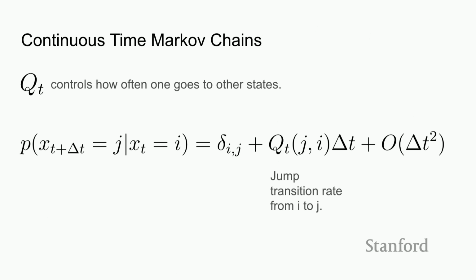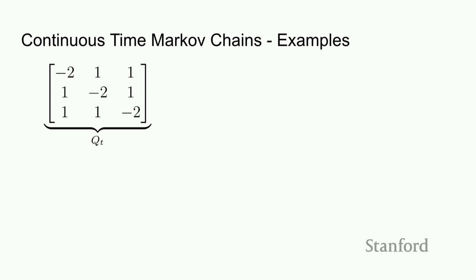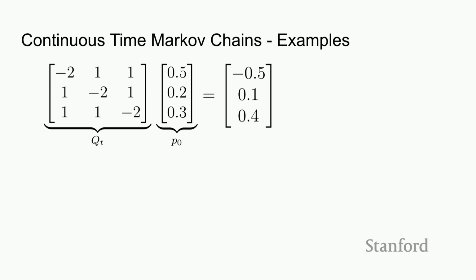Once we have this set up, let's take a look at a couple of examples. This is not a very intuitive thing, but let's take the following QT. Our QT is given by this matrix, with -2 on the diagonal and 1 everywhere else. Let's say we take an initial distribution of 0.5, 0.2, 0.3. When we multiply this out, we get a transition rate of -0.5, 0.1, 0.4.